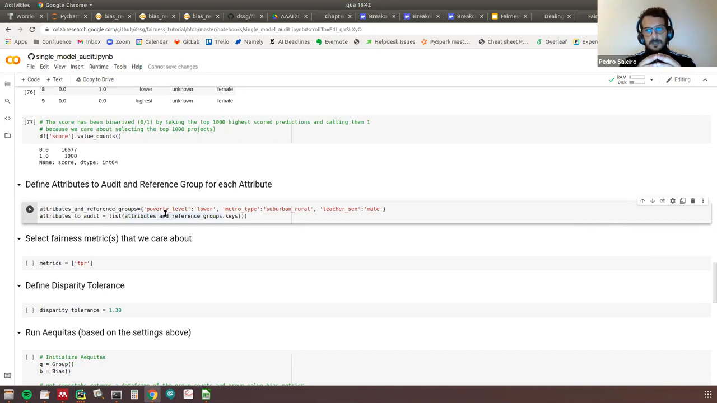In this case, we define as reference the groups that are better off in terms of poverty level, so lower poverty level. The metro type, suburban rural, follows the same reasoning in terms of socioeconomic status. In terms of teacher sex, although we are interested in measuring impact on the students, as Ray was mentioning, we want to see if students are being somehow hurt by the sex of the teacher submitting the proposal. Of course, we're not doing a causal analysis here, but it's to see how in different groups there might be some disparities about that. And we opted to use male as a reference.